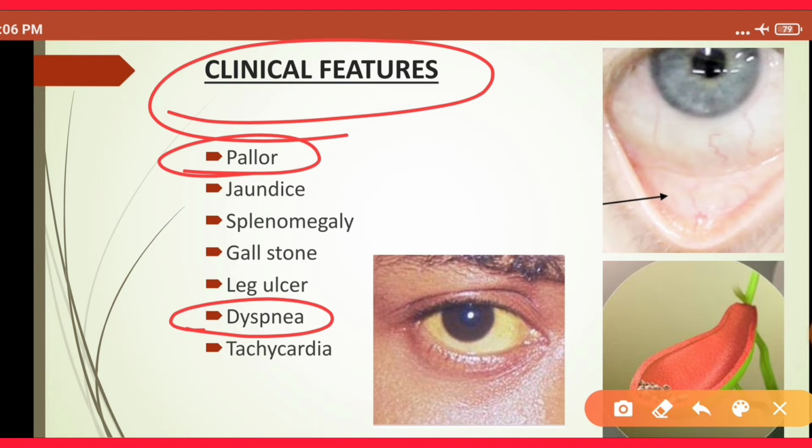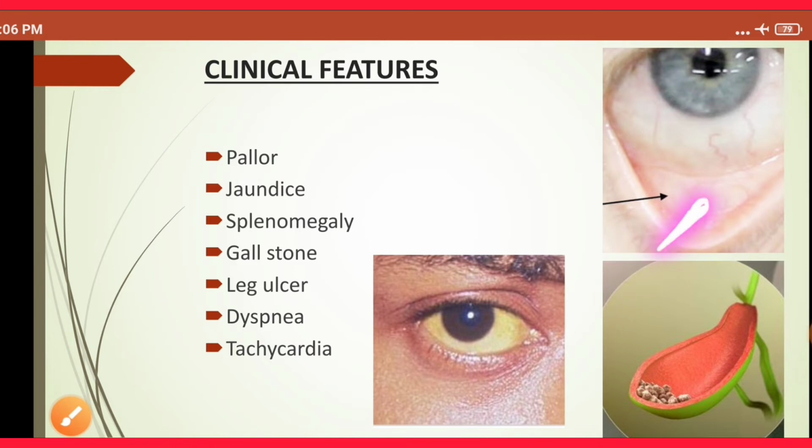And if you examine the patient clinically, then the patient will be pale, particularly the conjunctiva will be totally pale. Here you can see that the conjunctiva is pale. So pallor will be the first clinical manifestation, right? And the patient will complain of fatigue and weakness.